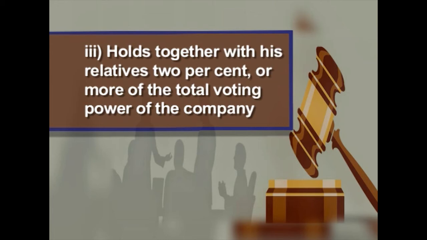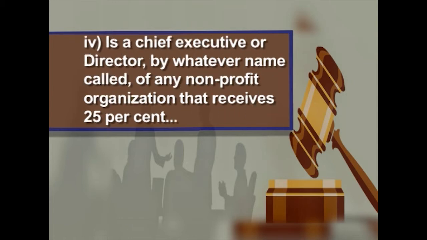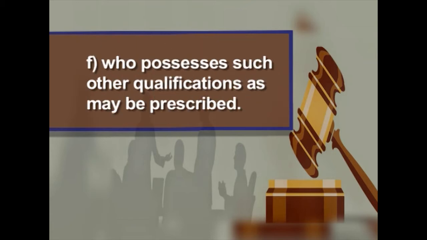Holds together with his relatives 2% or more of the total voting power of the company, or is a chief executive or director by whatever name called of any non-profit organization that receives 25% or more of its receipts from the company, or that holds 2% or more of the total voting power of the company, or who possesses such other qualifications as may be prescribed.